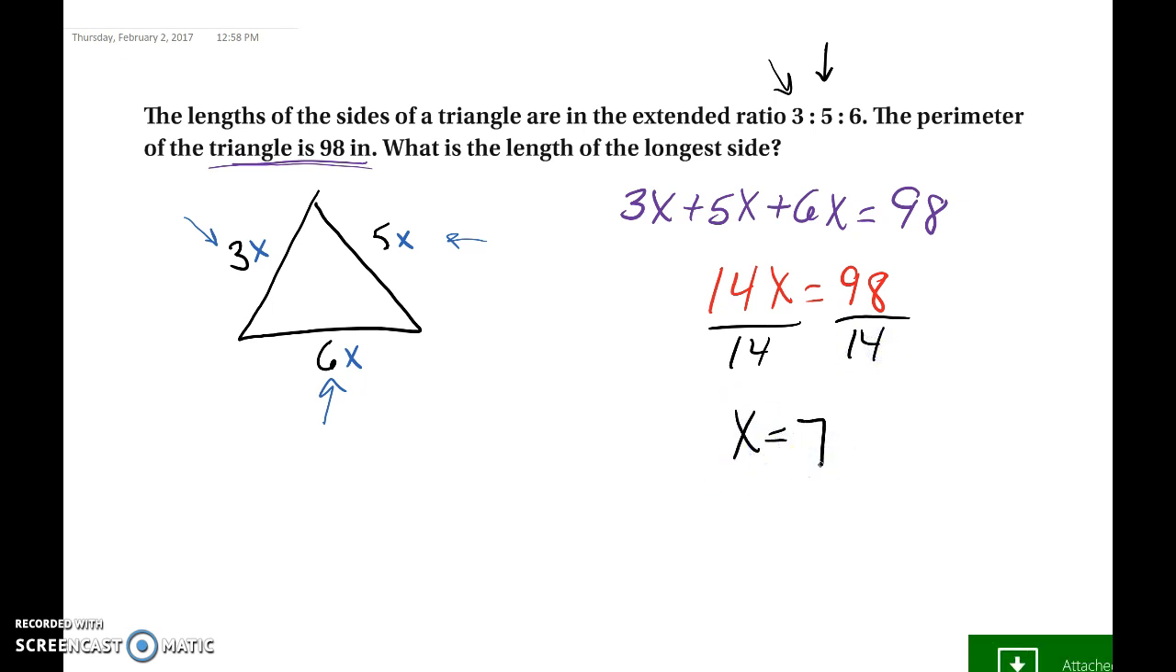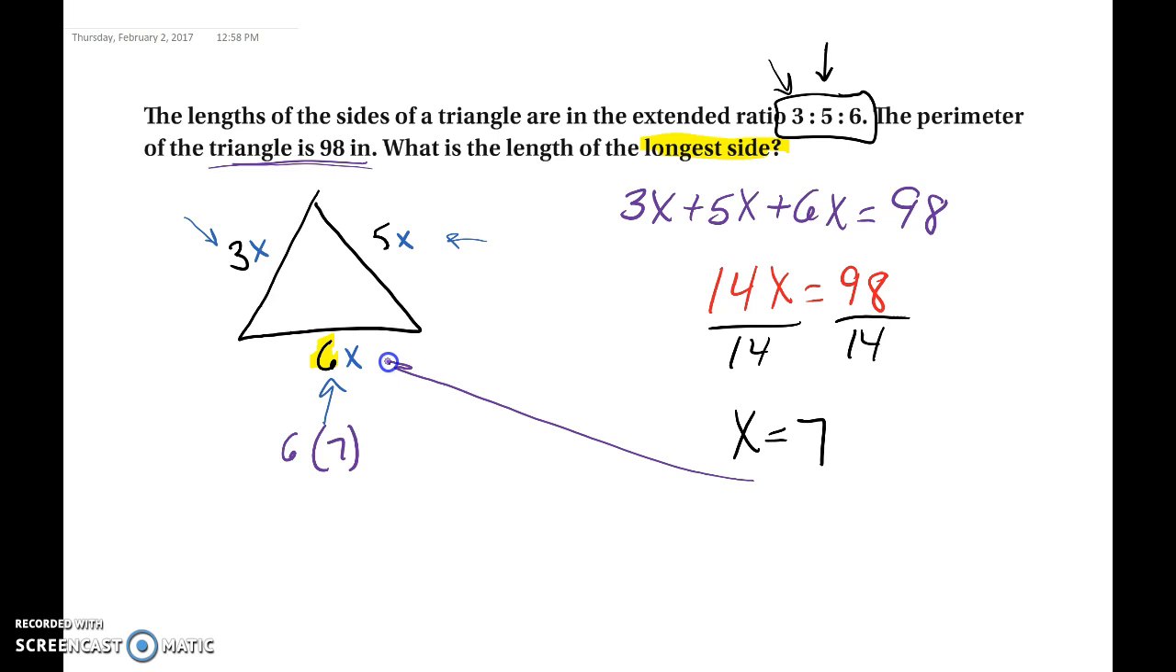So that means what we reduced each side by to get to this ratio 3 to 5 to 6 is 7. But it doesn't ask us to find what we reduced each side by, it asks what the longest side is. Since 6 is the largest number in 3, 5, and 6, all we had to do to solve for the largest side is 6 times 7, because we plug in 7 for x, and 6 times 7 is 42. So that means the largest side of this triangle is 42 inches.